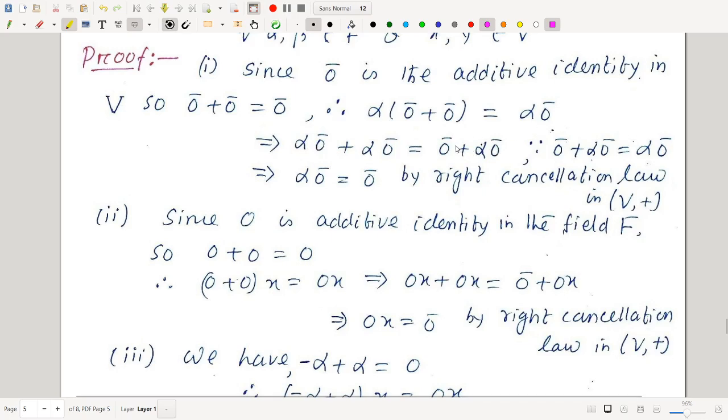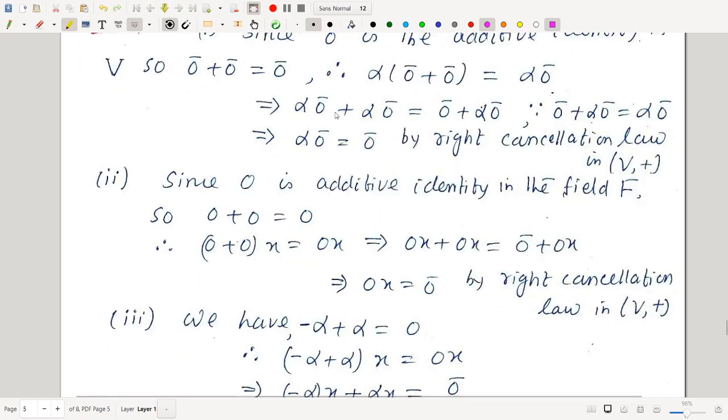See, on the right side we have added an extra 0 bar. Why? Since 0 bar plus alpha into 0 bar is alpha into 0 bar, because 0 bar is the additive identity, we can add it. Now, by the right cancellation law, alpha 0 bar can be cancelled from the right. In V plus, a group, the cancellation law holds. V is a vector space, which means V plus is an abelian group, so the cancellation law with respect to addition holds. So we can cancel alpha 0 bar and alpha 0 bar and ultimately get alpha 0 bar equal to 0 bar.